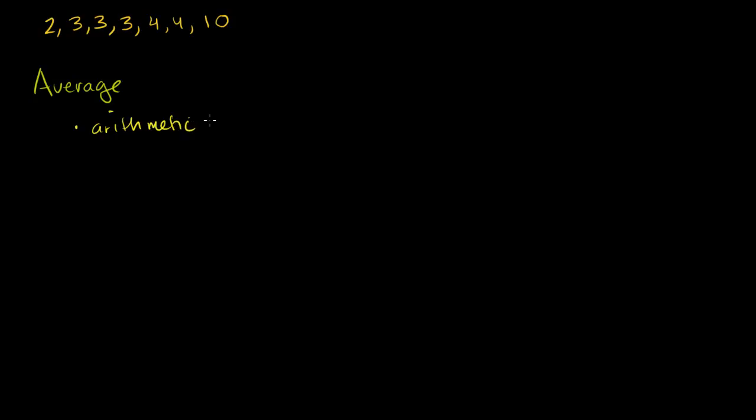Arithmetic mean. Which literally says, the arithmetic mean of this set of numbers is the sum of all of these numbers divided by the number of numbers there are. So the arithmetic mean for this set right here is going to be 2 plus 3 plus 3 plus 3 plus 4 plus 4 plus 10, all of that over, how many numbers do I have? 1, 2, 3, 4, 5, 6, 7. All of that over 7.